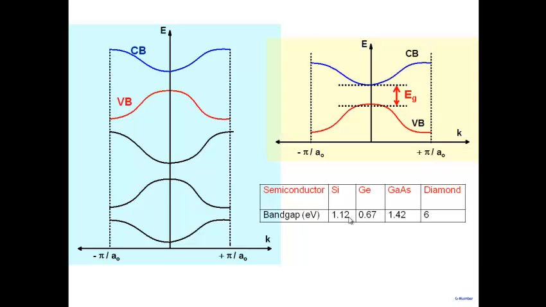Silicon has 1.12 eV. Germanium has 0.67. Different materials have different E versus K relationships and different gaps here. Gallium arsenide has 1.42. Carbon in the form of diamond has an energy gap of 6. So it's practically an insulator, with a very, very large energy gap of 6 here.